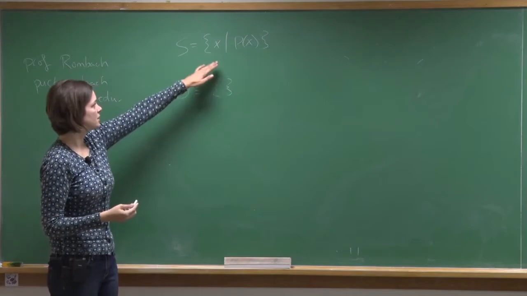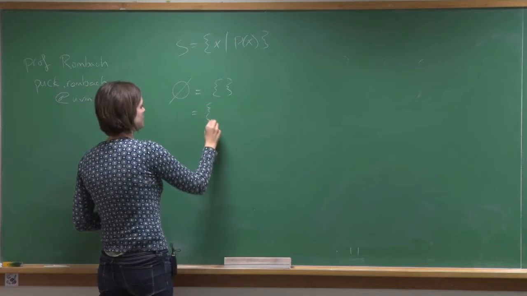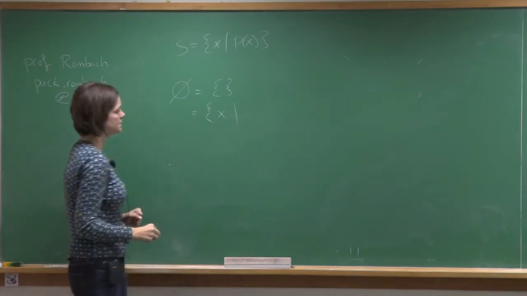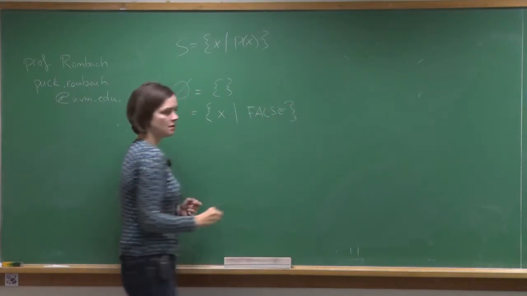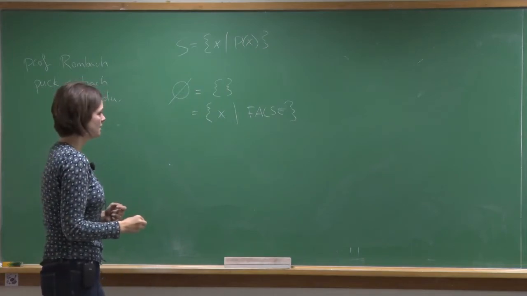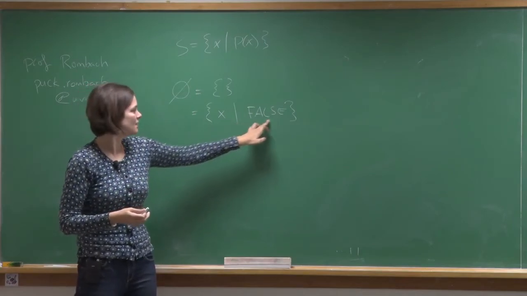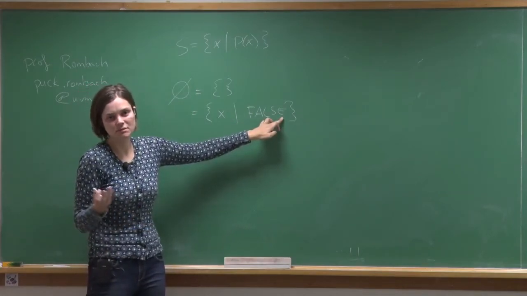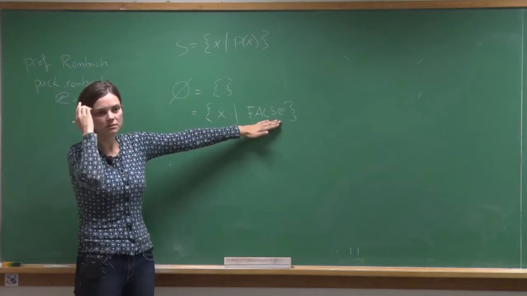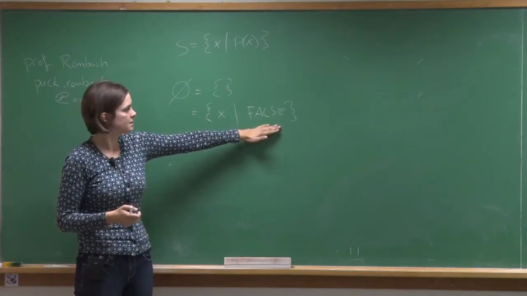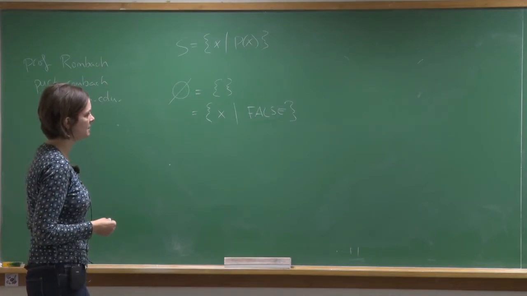But another way to define it, if we want to, is in this form. We can say it's all the elements x such that false, right? Because for anything x, the statement false is going to be false. This is just a kind of stupid proposition that's always false. So now we've defined the empty set because there's no x for which this is true. There's no x for which false is true. So that's just a rigorous way of defining the empty set.